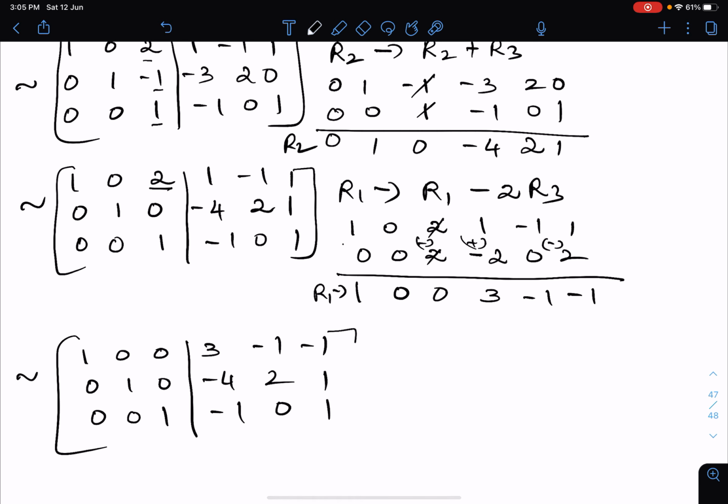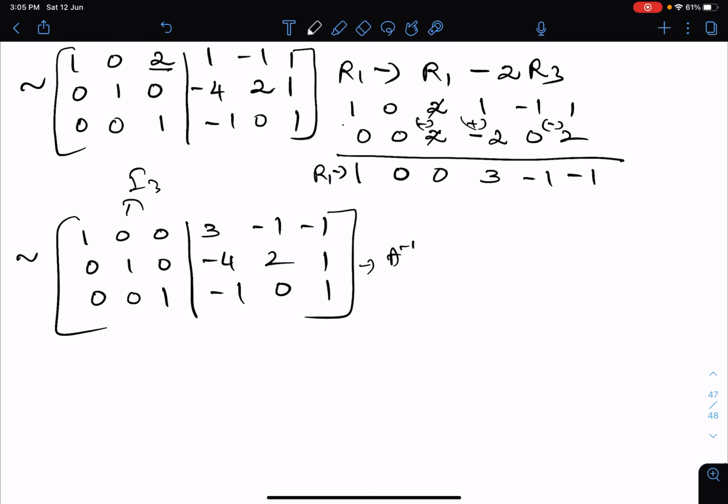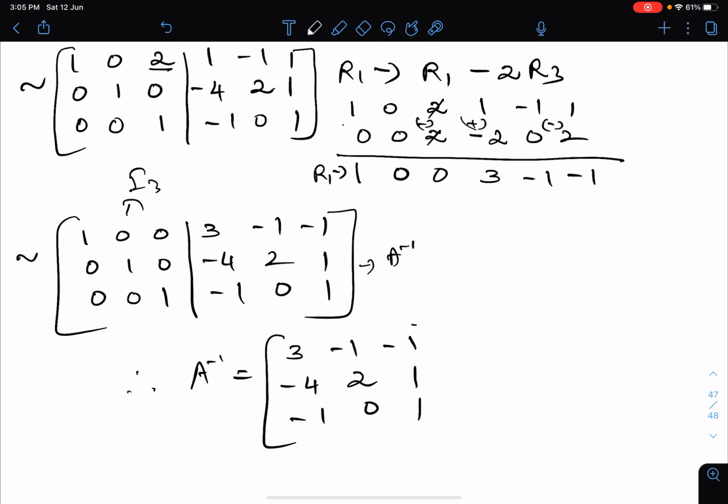So now you have come to the end. This is our I3, and therefore this is our A inverse. Therefore A inverse equals 3 minus 1 minus 1, minus 4 2 1, minus 1 0 1. This is our answer. So we have got our A inverse using the Gauss-Jordan method. Okay, thank you.